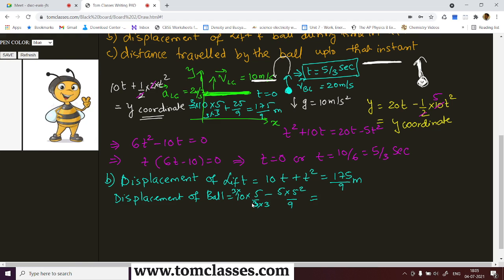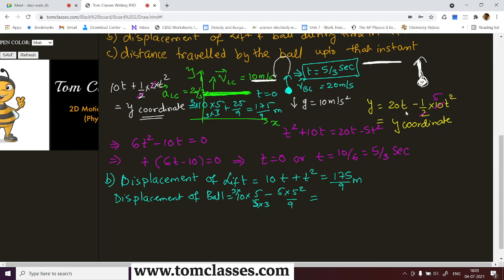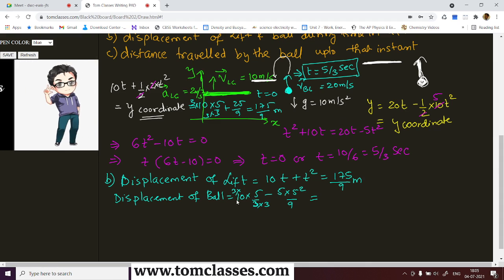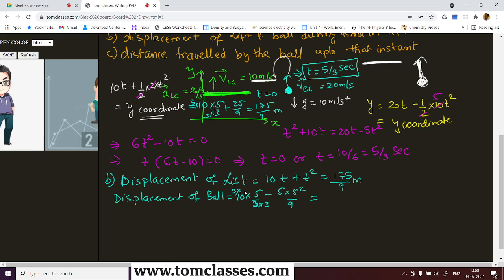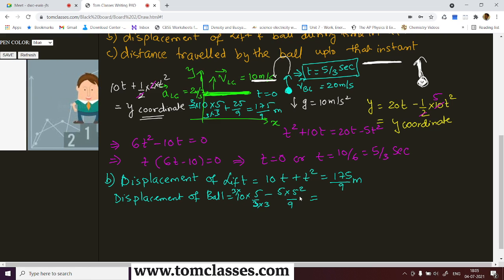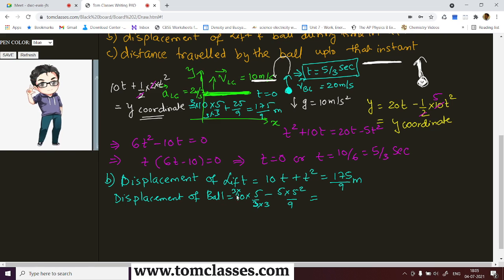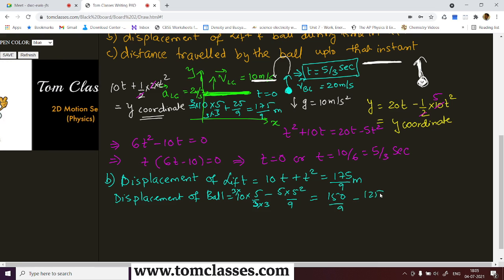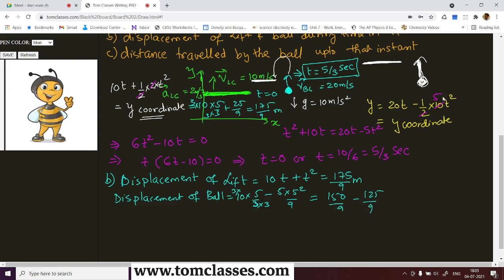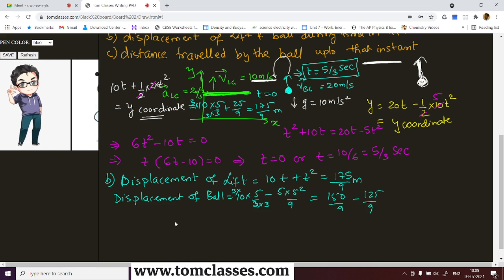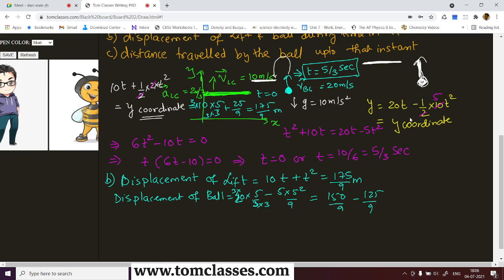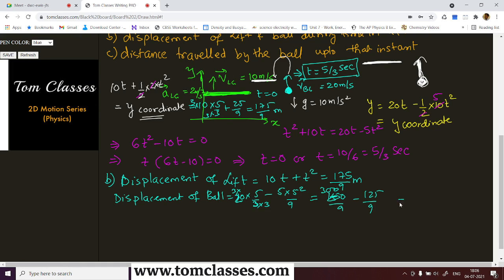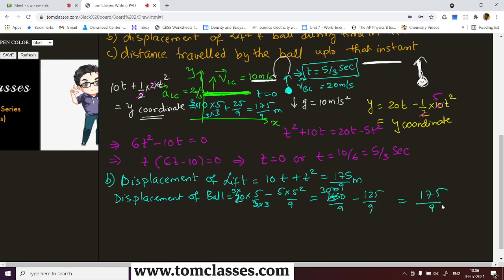The y coordinate is going to be upward. I think there is some sign problem over here. So this is going to be 150 and 125. How much is this? 150 upon 9 minus 125 by 9. The y coordinate has to come out the same. It is 20t. This is 20t, so 20, this is 100, 300. So you see that this is again going to be 175 by 9.